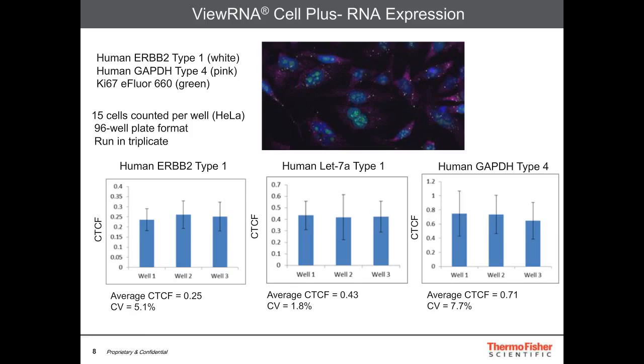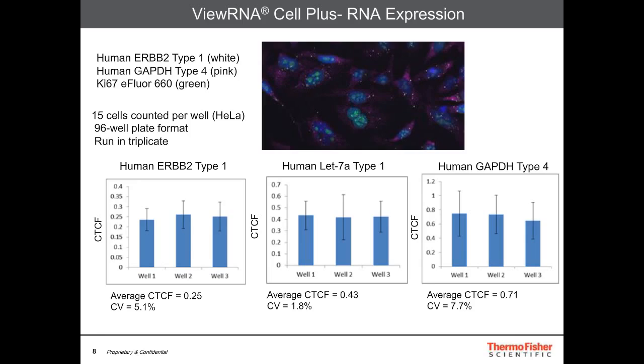and quantitating the amount of signal within that perimeter, and then taking an adjacent area where there are no cells and subtracting out any background signal coming from the slide itself to give us this CTCF, the corrected total cell fluorescence number. We can see that the average CTCF across wells is very similar. And the CV values that we see, the variance, is actually coming from the heterogeneity of the culture itself, showing that the number of copies of ERBB2 and GAPDH actually varies from cell to cell.